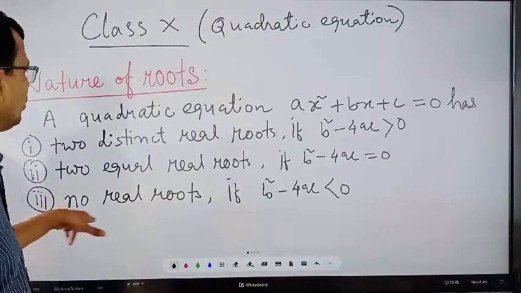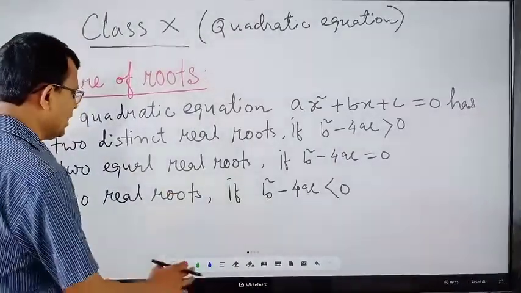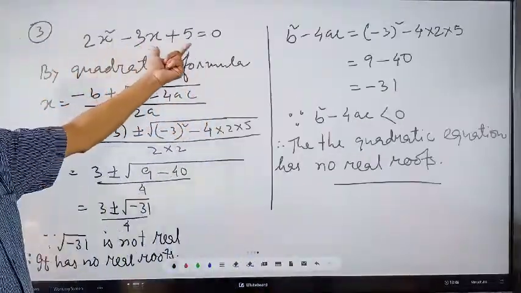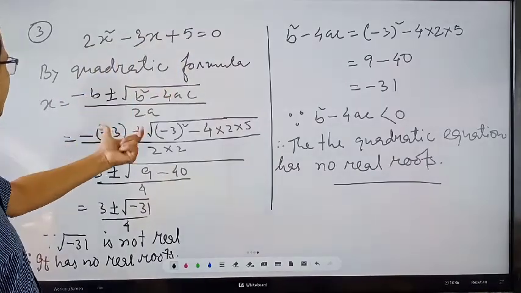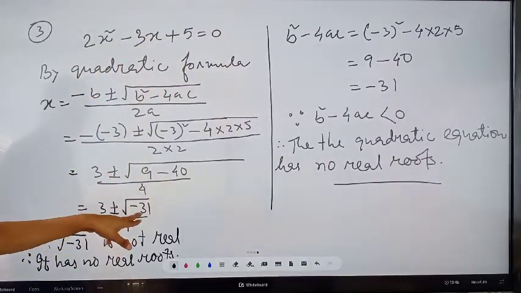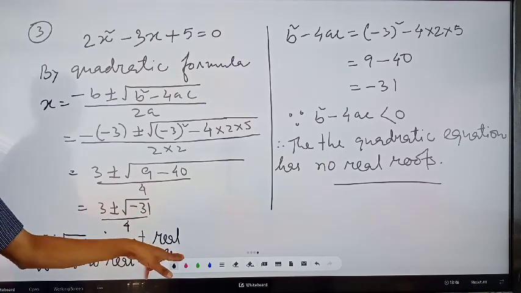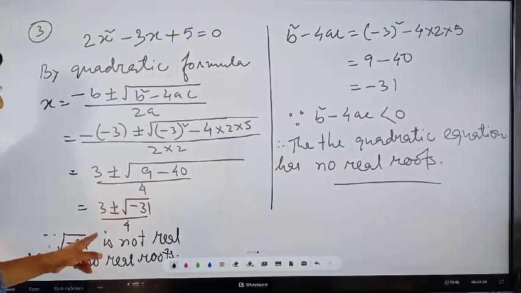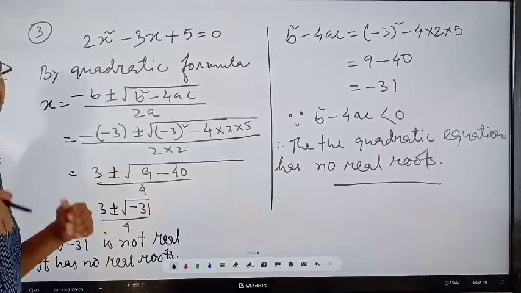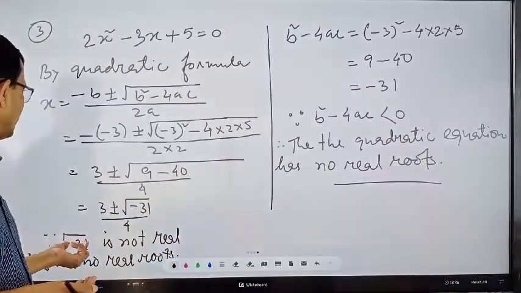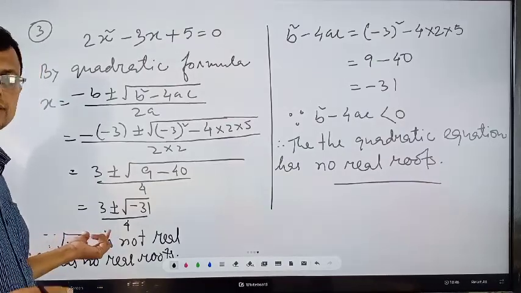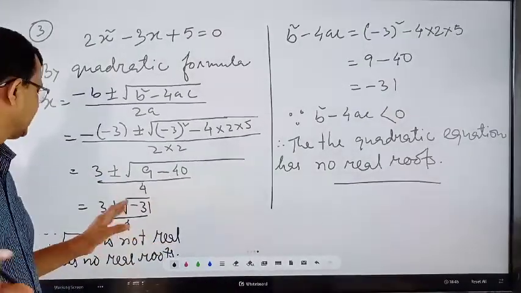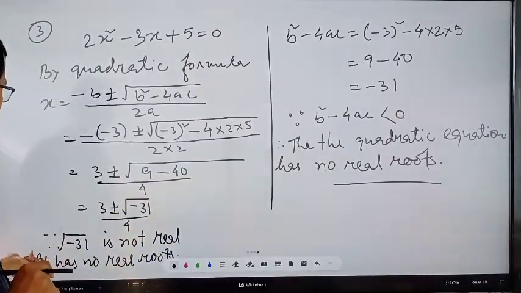The third condition is no real roots, if b square minus 4ac is less than 0. Let us see the example. Let us take 2x square minus 3x plus 5 equal to 0 by the quadratic formula. If you solve it, you will get root of minus 31. Do you know the value of root of minus 31? It is not real. The square of some number is not negative, so the square root of a negative number is not real. It is an imaginary number, of course. You will get it in higher classes, but it is not real.